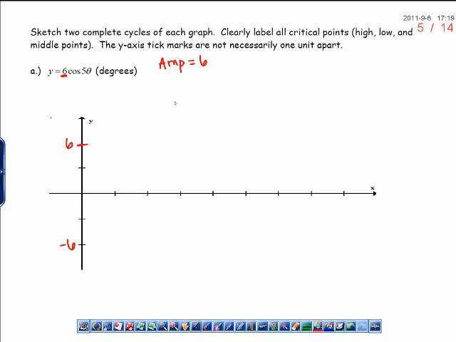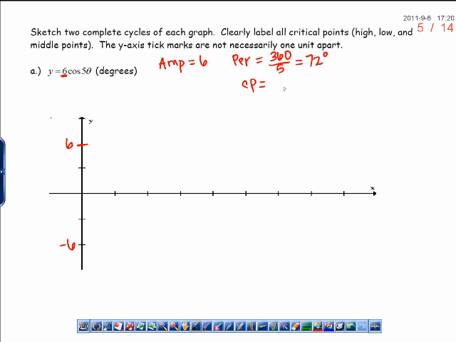All right, now let's find the period. So again, the period is not 5, but that is our frequency. I would take my number of degrees in my parent function, which would be 360, and divide by 5, and that gives me 72 degrees. This is my new period. Okay, so if I want to sketch 2 complete cycles, then I'm going to have to go at least twice this.